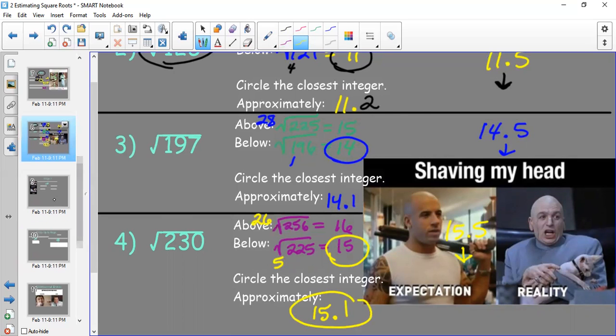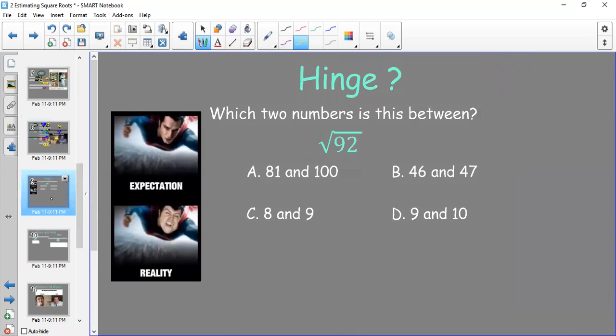All right, so why don't you try one on your own? Go ahead and pause now and see if you can answer the question to the square root of 92. Which two numbers is it between?